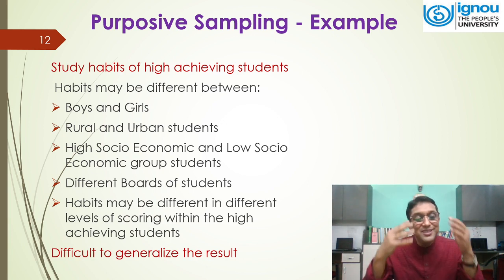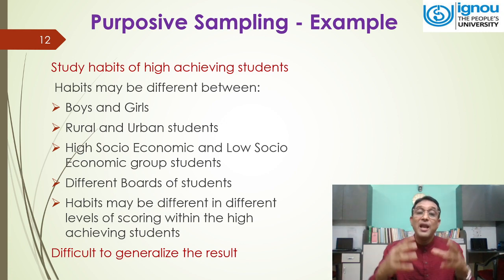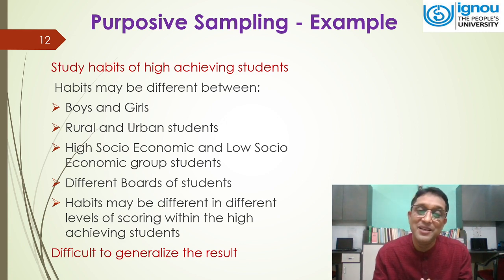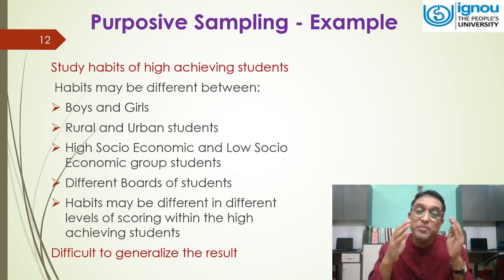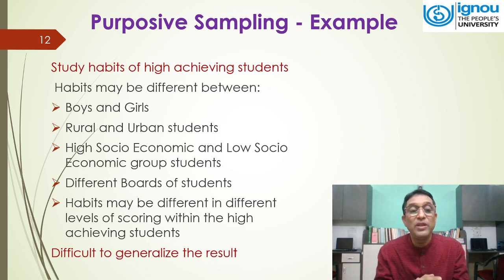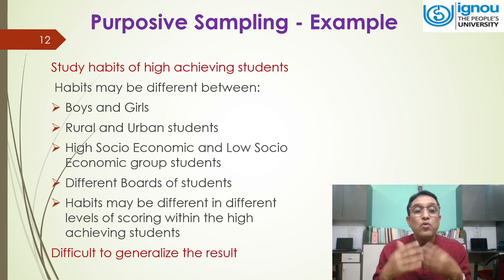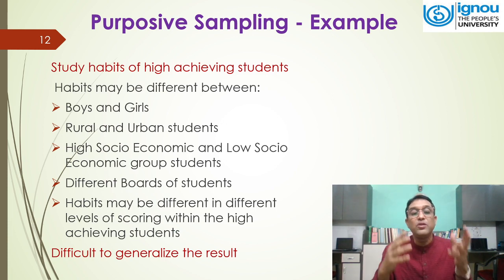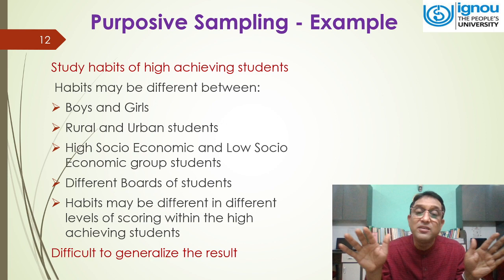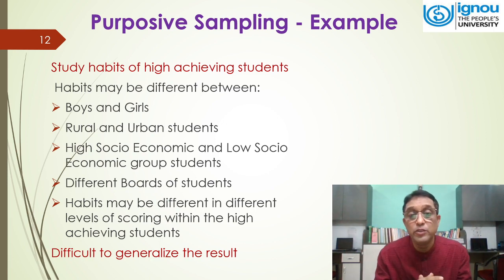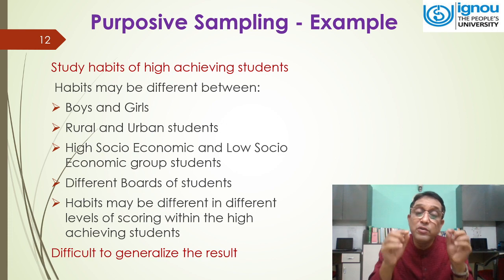So friends, the examples I gave you are according to the research purpose. So it is the researcher's judgment, because you are involved in the study. You know whether you have to take the boys or the girls, or only boys or only girls, whether you have to take both rural and urban, or only rural or urban, whether you have to take high socioeconomic group students or low socioeconomic group students, or only one socioeconomic group, whether you will take students from different boards, or from different high achieving scoring categories. It is up to you, and your research will determine.